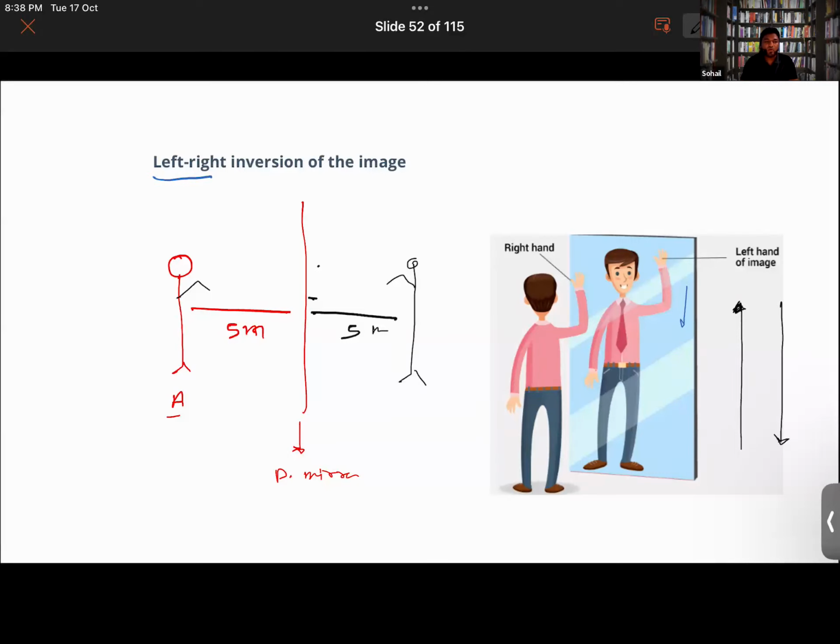An observer can only see a reflection on a plane mirror if he is within the range of visibility. For example, if a person is standing at a distance of 1 kilometer from the plane mirror, obviously that person will not get an image of himself or herself on the plane mirror. So there has to be a range of visibility. He needs to stand in the range of visibility. Getting it now?